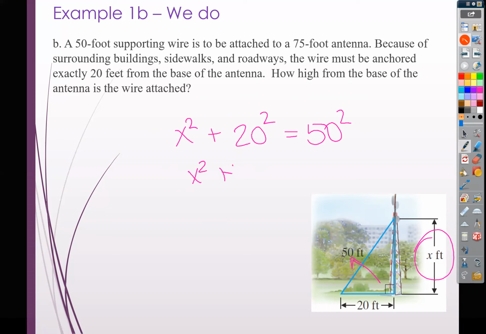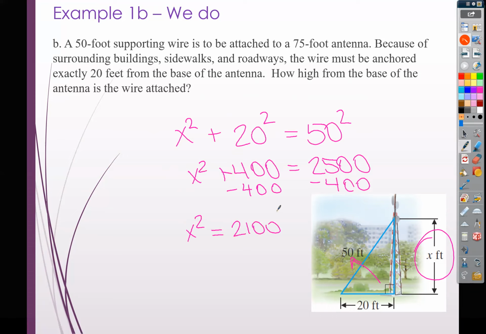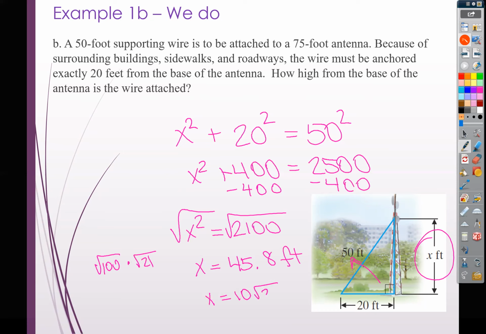So if I work that out, I would subtract 400 from both sides. And I would get x squared equals 2100. And if I take the square root of both sides, I would get x equals, and I'm going to do it both ways. So if you did it with a decimal, you get 45.8 feet. If you did it with simplifying the radical, you could do 100 times 21. So x could equal 10 square root of 21.